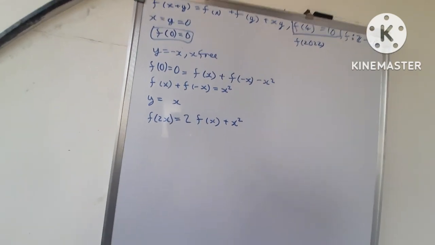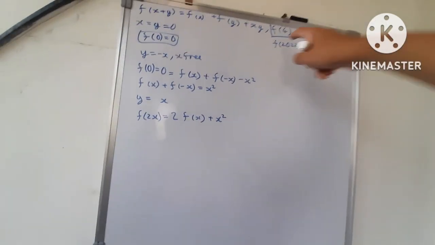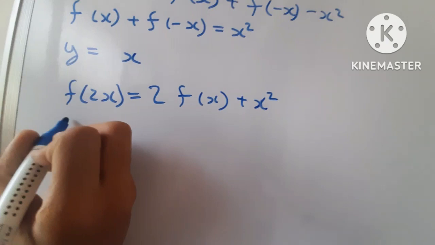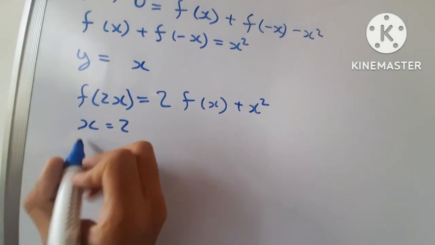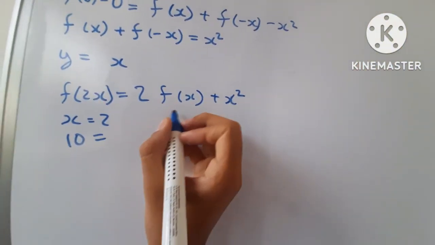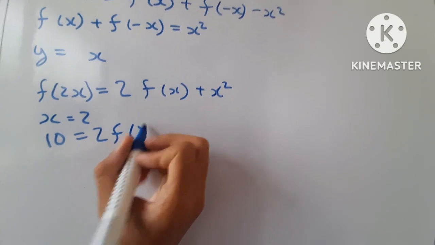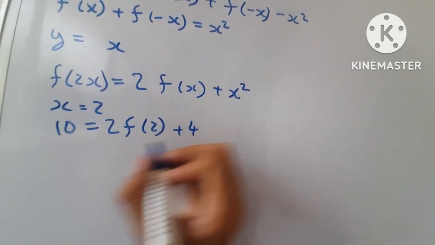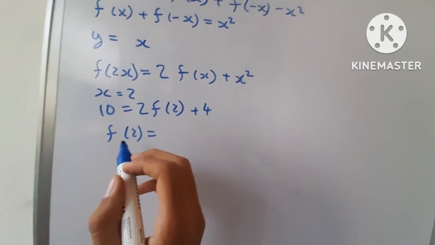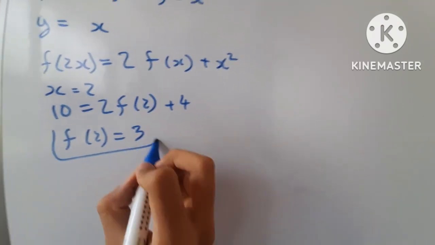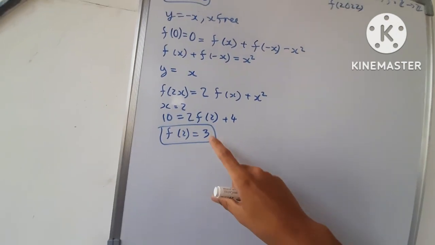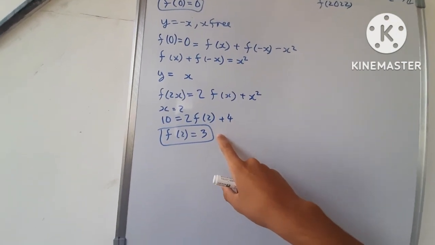If you take notice from here, we can find f of 2 and then from that we can find f of 1. So let's set x equals 2 in this equation. We get f of 4, which is 10 by our given, equal to 2 times f of 2 plus 2 squared, which is 4. Simplify this and you get that f of 2 is equal to 3. There you go. f of 2 is equal to 3.